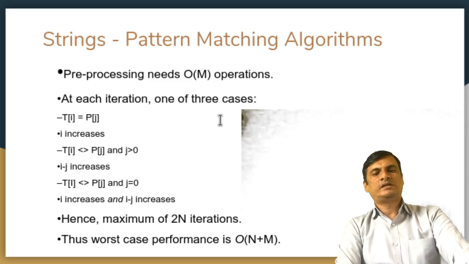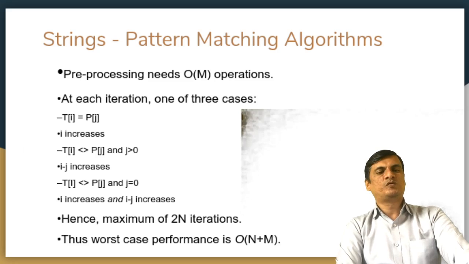At each iteration, you will have three different cases: whether it is equal, or not equal. If it is not equal, find out whether it is in between or at the very first position. So three comparisons are going to be needed. Hence, in the worst case, you will have at most 2n iterations. So we conclude that the worst performance is going to be n plus m, because 2 is a constant, and for the pre-processing you get something like m, which is summed up. But if it is the brute force, then it will be n cross m, or big O of nm.